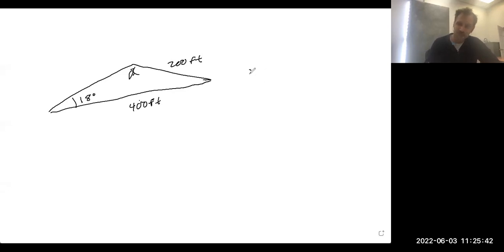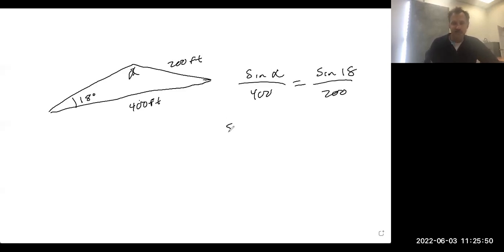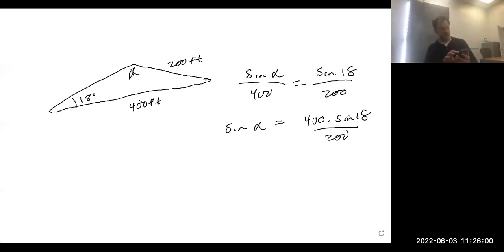And I'm going to say sine alpha over 400 has to be equal to sine of 18 over 200. So now I do my math, isolate sine alpha first. So this is going to be 400 times sine 18 divided by 200. I got to switch my mode back because I went into radian mode. I don't want to screw this up.